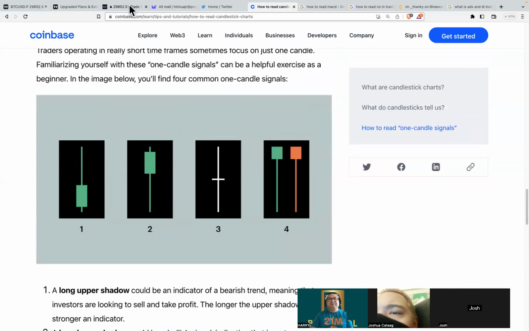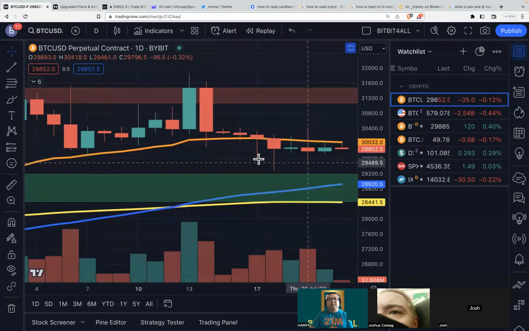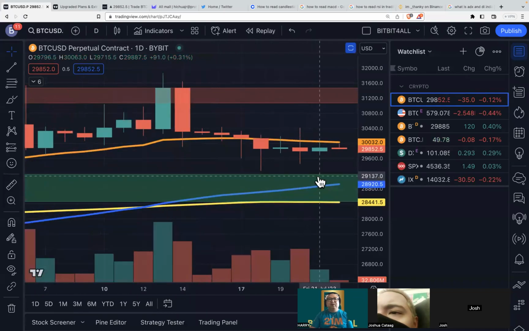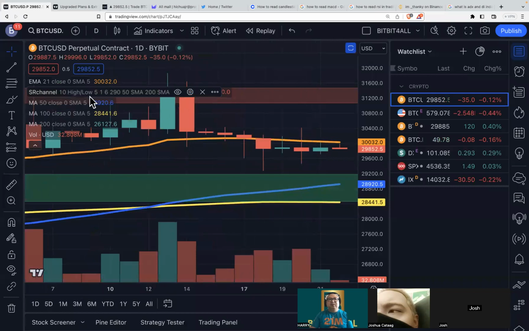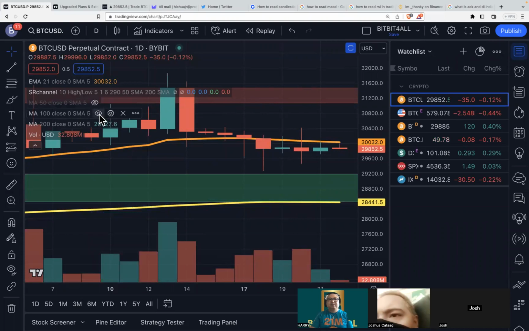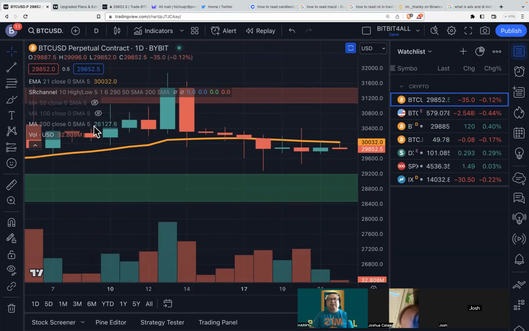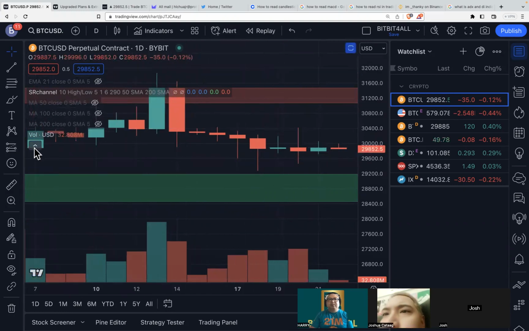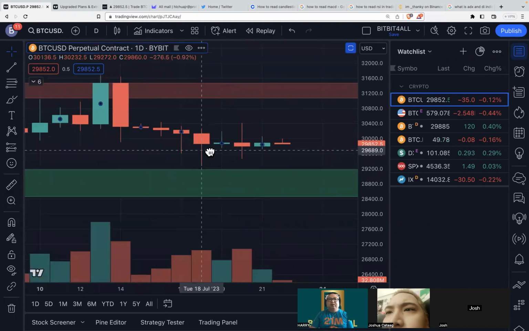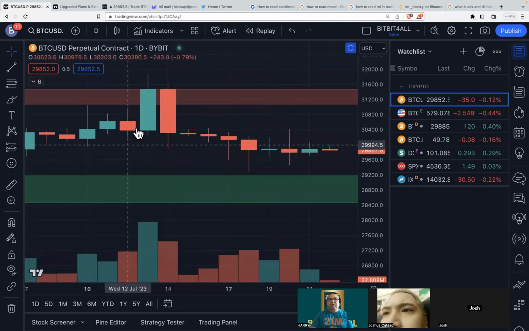So, tingnan natin dito. So itong daily na ito, anong tingin nyo dito? Is this bearish or bullish? Unmute kayo, unmute. Kailangan. Yan, so anong tingin nyo dito? Sa mga candle na to.